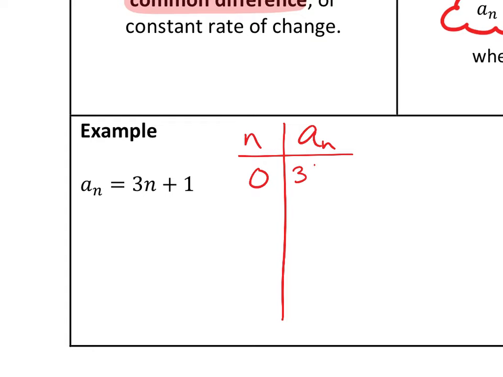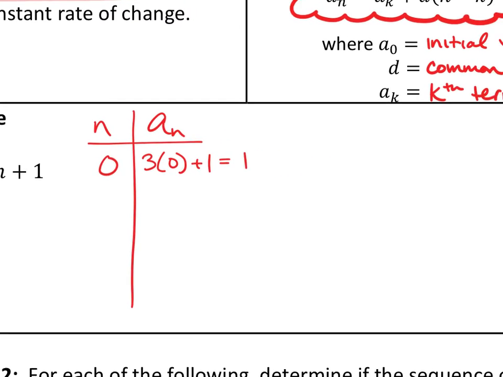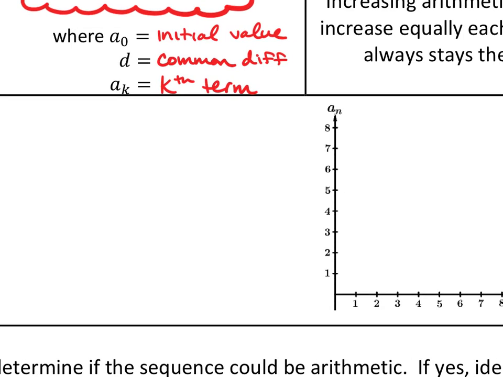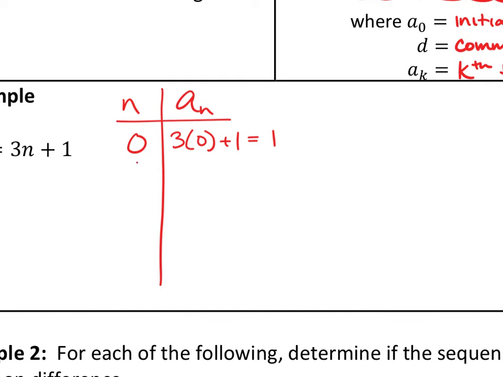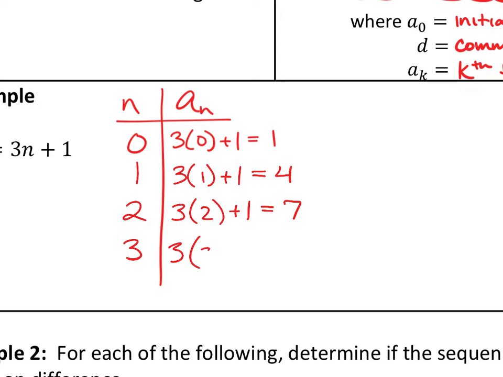Okay, so that means we're doing 3 times 0 plus 1. What is 3 times 0 plus 1? 1. So we have our first point in our sequence, 0, 1. Now again, because we're only using whole numbers, we're not going to plug in like a half. We're going to plug in the next whole number, a 1. 3 times 1 plus 1, that's 4. We plug in 2. 3 times 2 plus 1, that's 7. We plug in 3. 3 times 3 plus 1, that's 10.